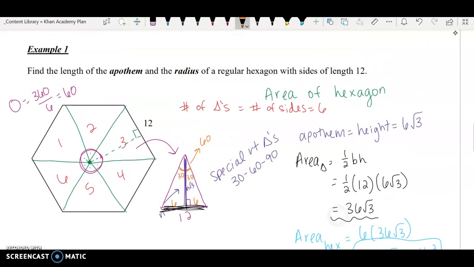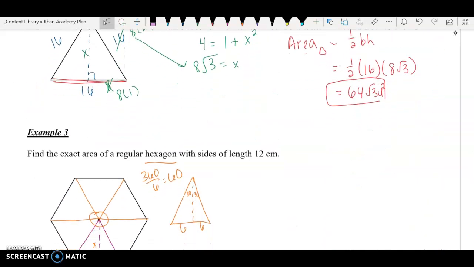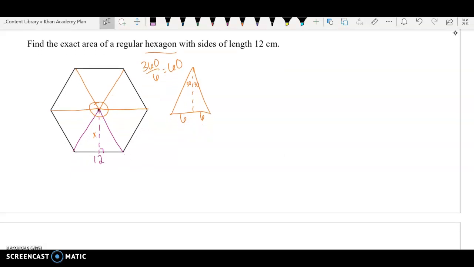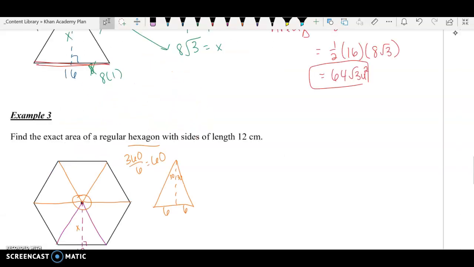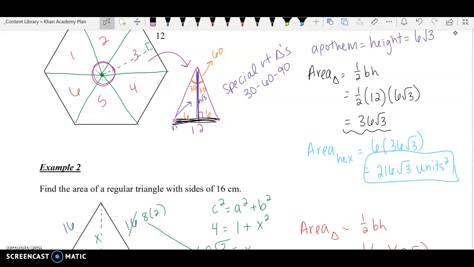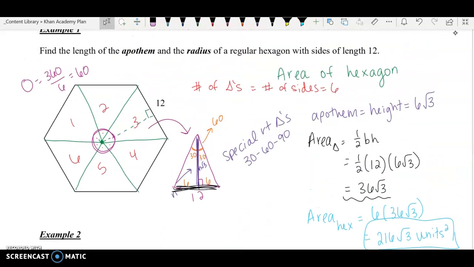Okay, so this is actually the exact same problem as this one. Okay, so going through that, we would go through the same process as this one. Okay, and that's because I went through everything here instead of just finding the apothem and the radius.